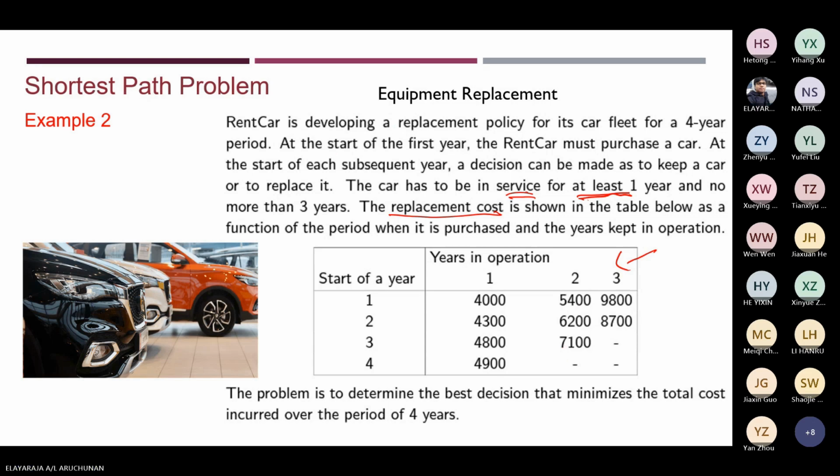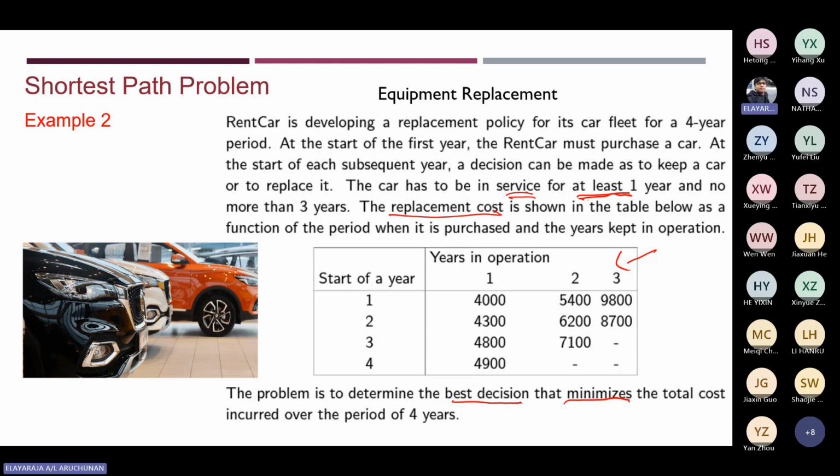Now your objective is to determine the best decision that minimizes the total cost incurred over the period of 4 years. What is the systematic approach? Even in your daily life, if one of you is interested in buying a car, and then all of a sudden a new car comes in, you decide to sell the car and buy another one. But you must also think that if you want to sell the car, you need to bear some other costs as well. If you want to keep the car, you are also entitled to the service cost for the car. So you have to consider all of these costs.